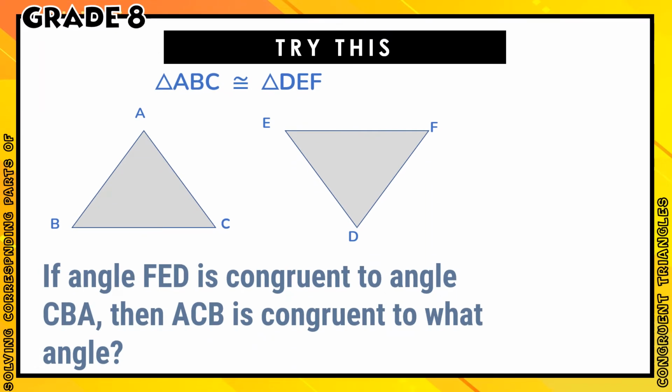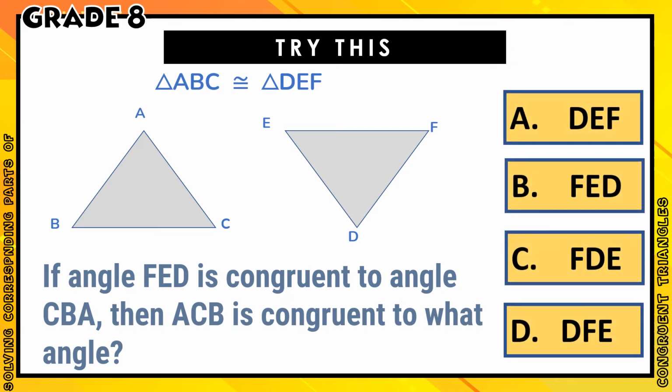If angle FED is congruent to angle CBA, then ACB is congruent to what angle? So let's observe the given figure. FED is congruent to CBA. Then if we have here angle ACB, it is congruent to what angle? Is it letter A, letter B, letter C, or letter D? So the answer is letter D, DFE.